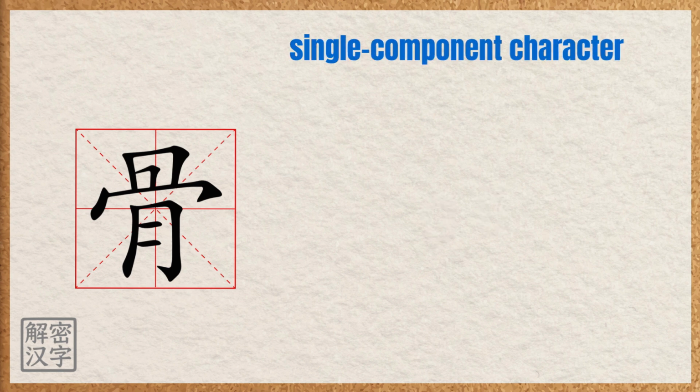Now let's practice reading it together. 骨 骨 骨. The character gu is officially classified as a single component character.